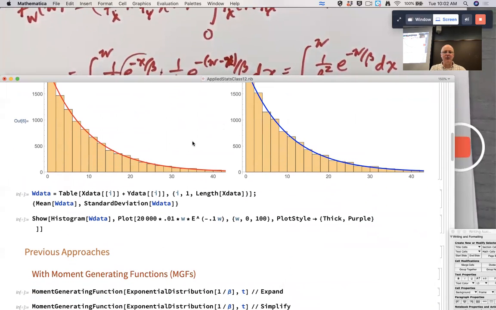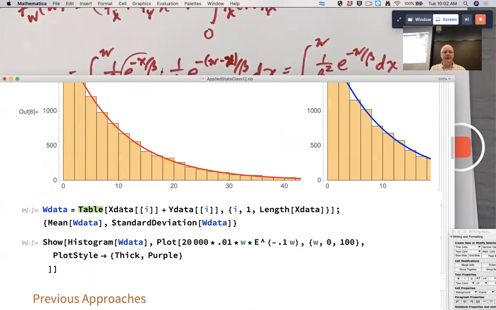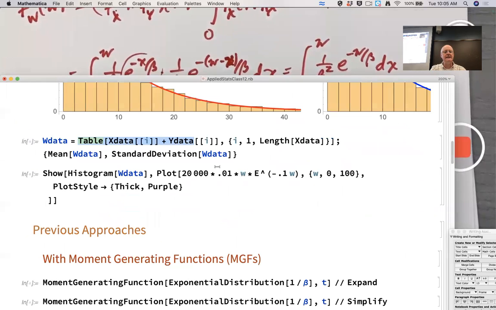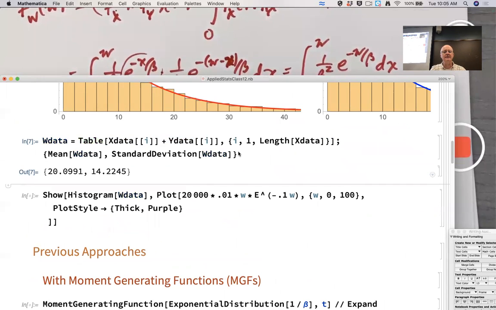W data, that's where I'm adding the X data and the Y data. W is X plus Y. I'm not doing that with RandomVariate, but I'm doing it with Table because I'm wanting to take the actual X data and Y data that I got, although because I used colon equals, it'll probably redo it and compute W data for the sum. It takes a little longer.